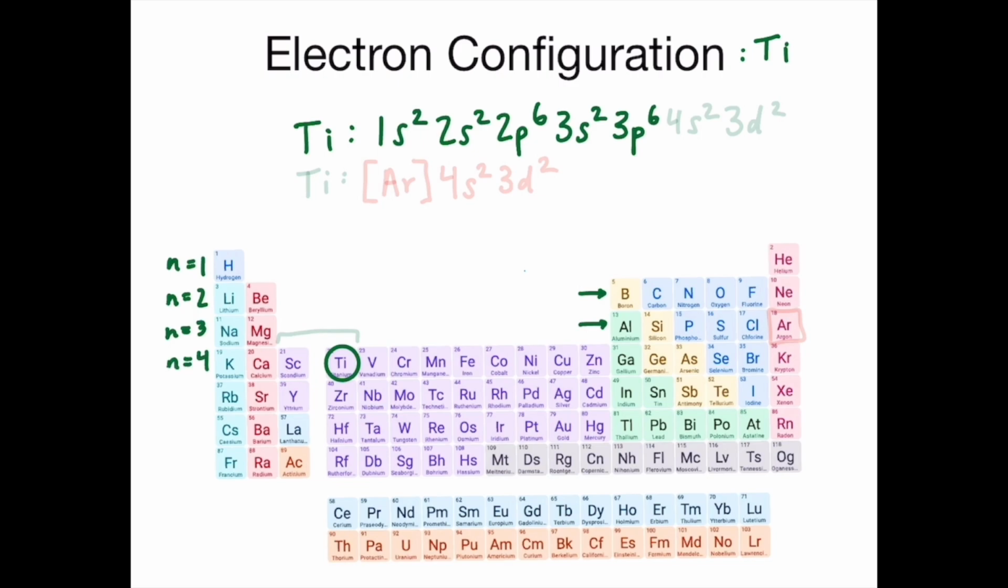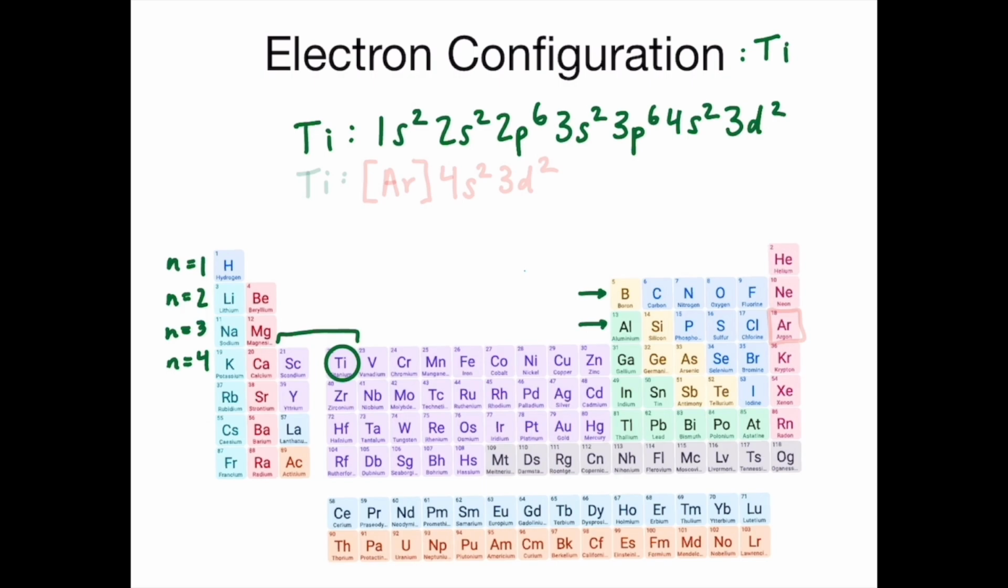And here's where it gets a little tricky. We move on to the fourth row of the periodic table. So we know we have 4s2, but because titanium is in the transition metals, we know that the d orbital, we need to do n minus 1. So we have 2 electrons in our d orbital. We need to go to 3d2. So that is the full electron configuration.